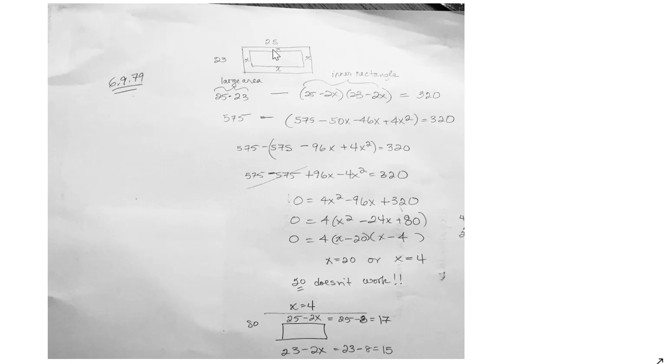So then we come back up here, we say, okay, if it's 25 long, but I took off 4 on this end and 4 on this end, that's 25 minus 8, or 17. What about 23 minus 4 and 4? 23 minus 8 is 15. So the dimensions are 17 and 15, and those are the answers to the problem. I hope that helps.